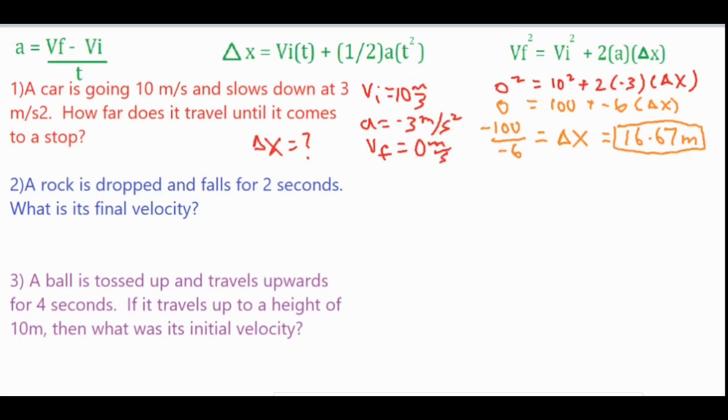So we plugged in all our numbers. We have 0 squared equals 10 squared plus 2 times negative 3 times delta X. We subtracted 100 from both sides, which gave us negative 100 on the left. And then we divided that by the negative 6 in front of the delta X. And once we divided those two, we got 16.67 meters as our delta X.